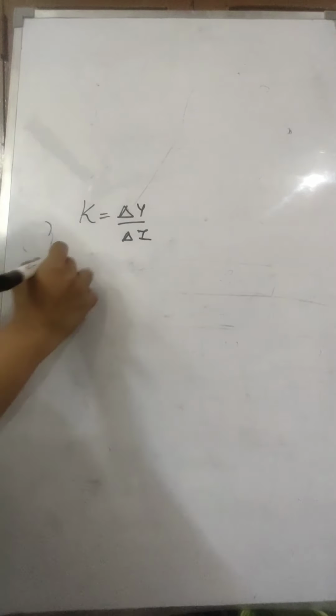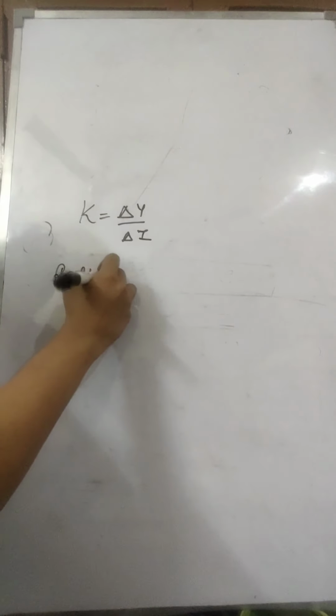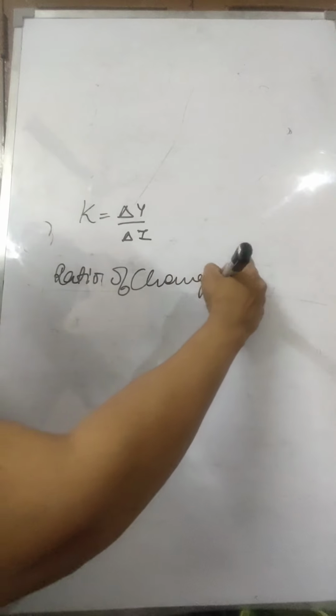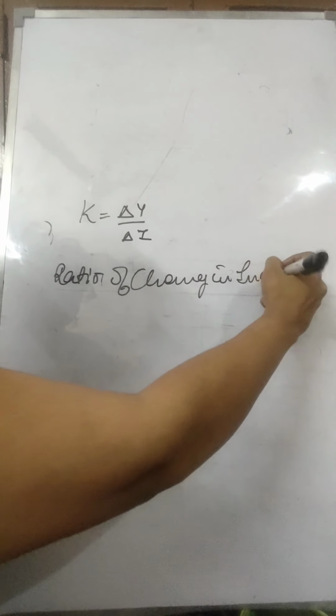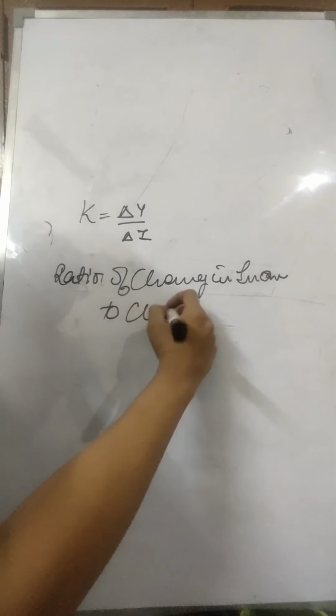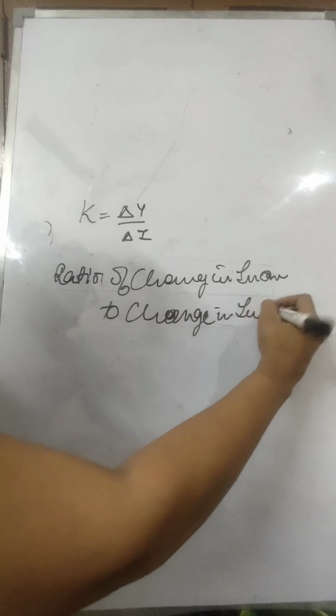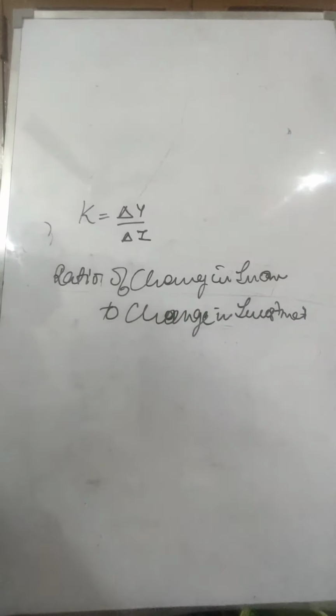Investment multiplier, basically we state this K as our investment multiplier, which is referred to as a ratio of change in income to change in investment. So when additional investment is made, your income will rise.